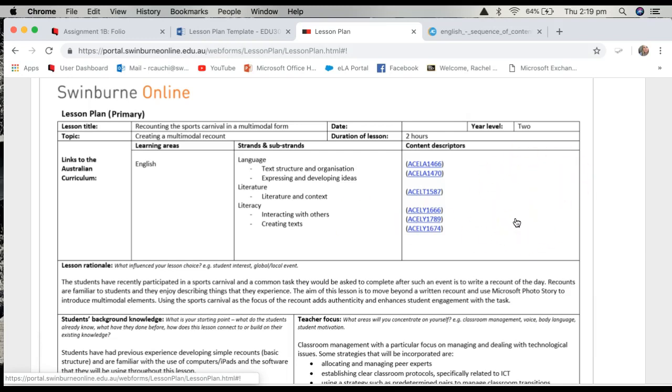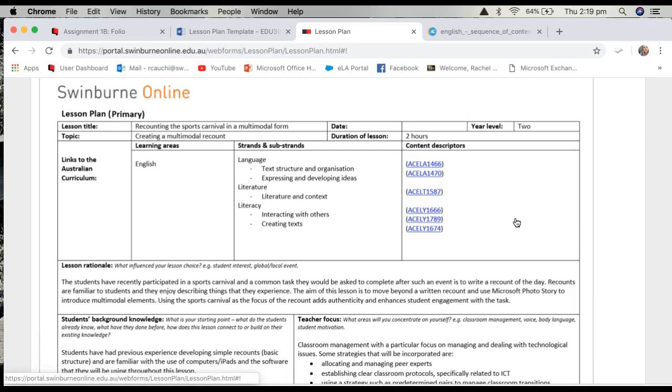Can I please suggest that you don't just list the codes as they have done there, because it is impossible for your ELA to click on every single code during marking time. So can you please list what the actual descriptors are, because your ELA will want to see that your curriculum links are appropriate to what your learning intention is.